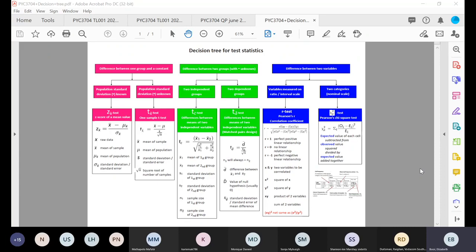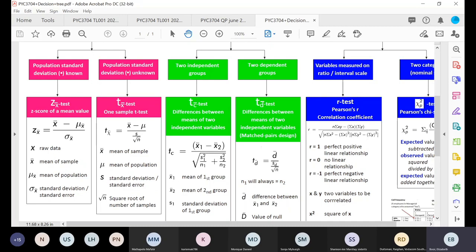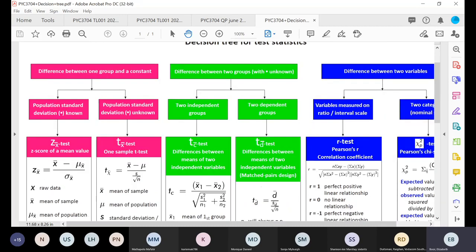So you need to ask yourself certain questions as well. Am I looking at the difference between two groups or one group? Or am I doing between two variables? So let's say we're looking at the pink section. If we only concentrate on the pink side, where we're doing a hypothesis on two groups, you have to ask yourself two questions.